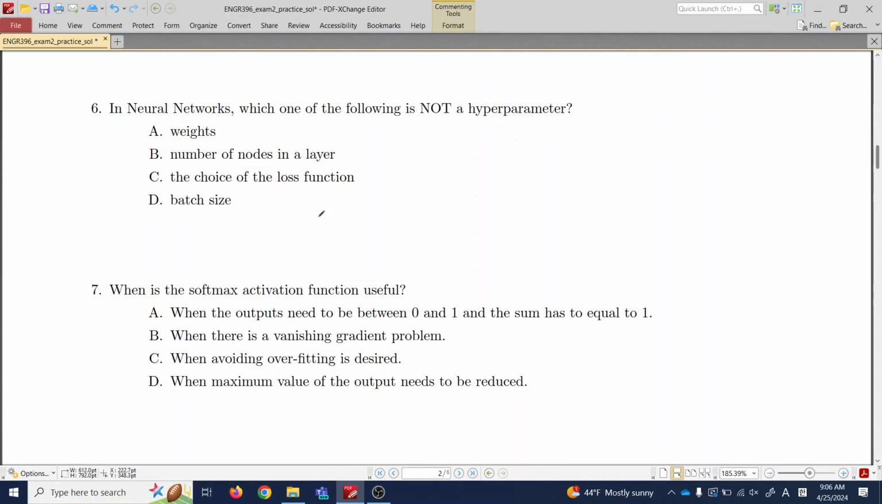Okay, in neural networks, which one of the following is not a hyperparameter? So what's a hyperparameter? A hyperparameter is any of the parameters that's not trained while learning. There are many, many machine learning algorithms which require training.